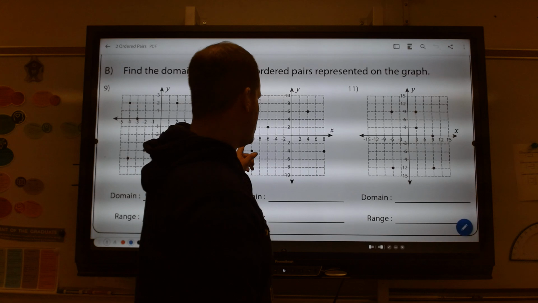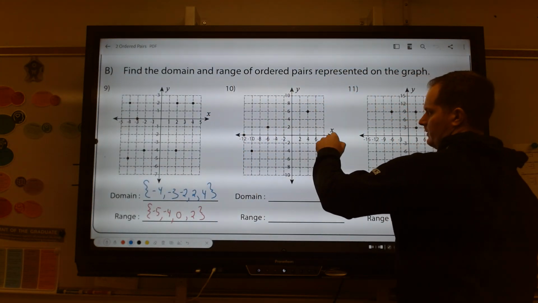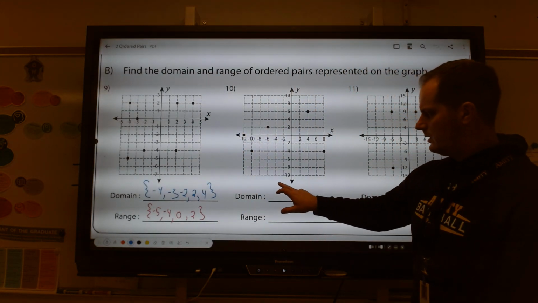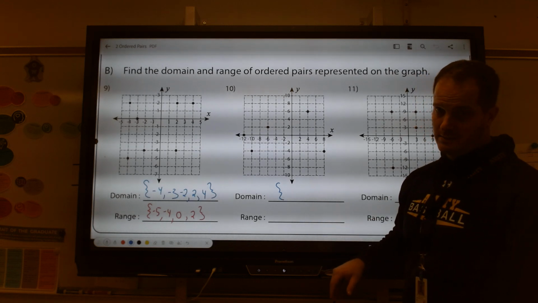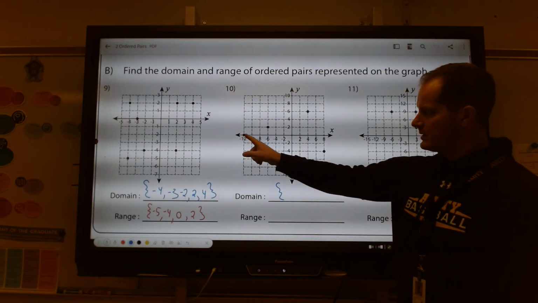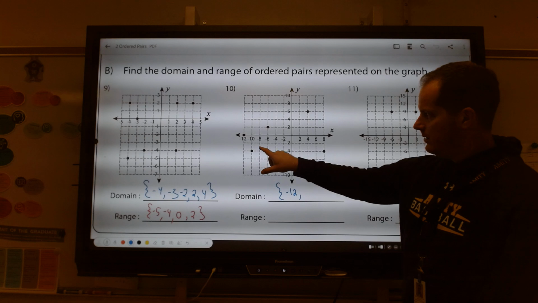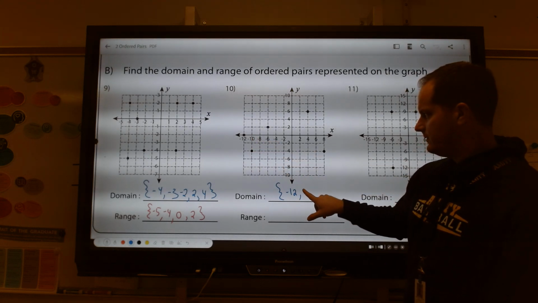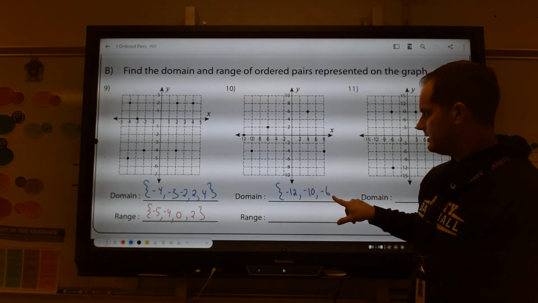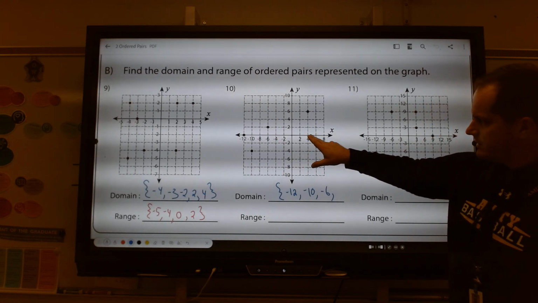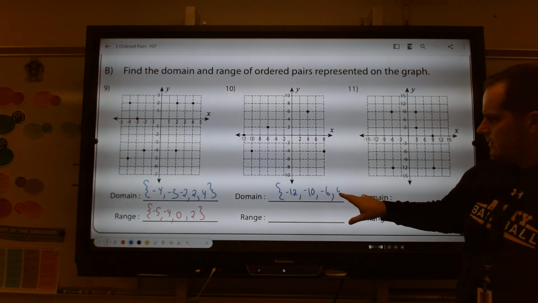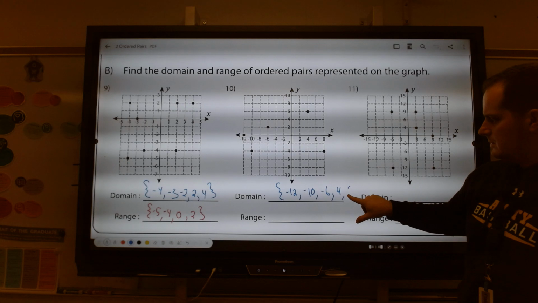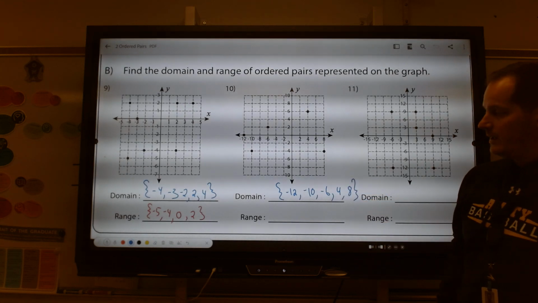Number 10, this one is a function. We got 1, 2, 3, 4, 5 points. We're going to look at our domains, again, from least to greatest. Our lowest possible x value is -12. Our next point lines up with -10, then -6. As we move across, this point right here matches up with 4. And then lastly, 8 is the last possible x value.